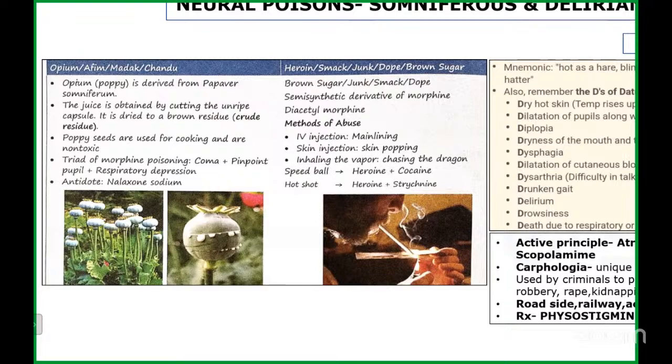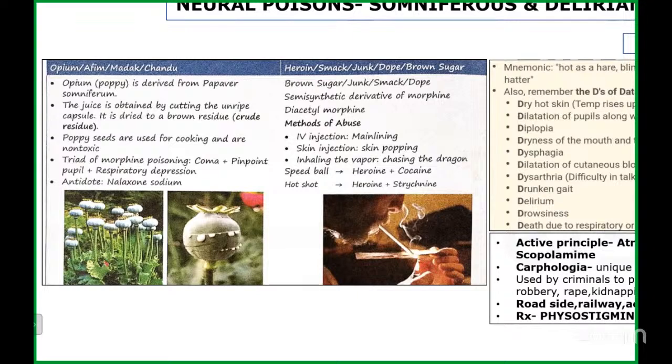If someone here belongs to West Bengal, you can relate to this. Poppy seeds are what we use for cooking, and it's one of our favorite delicacies. So poppy seeds are non-toxic. They're used in cooking. However, the juice obtained from the unripe capsule of the fruit is toxic. Anytime there's opium poisoning, it typically resembles morphine poisoning. There's coma, there's pinpoint pupil, there's respiratory depression.